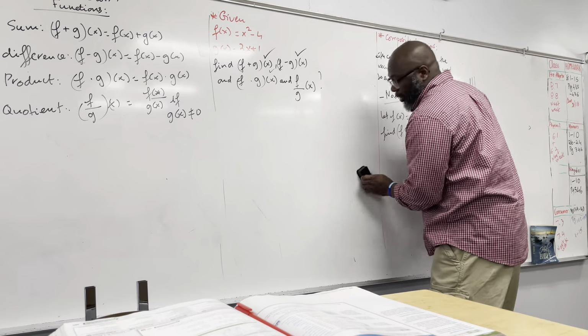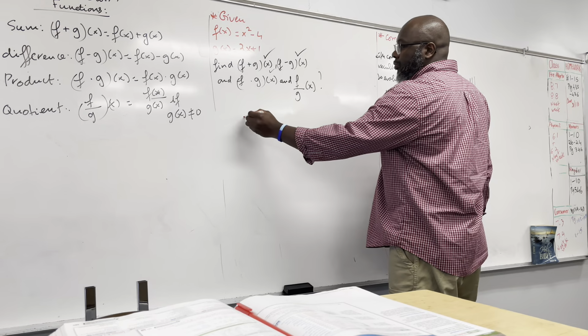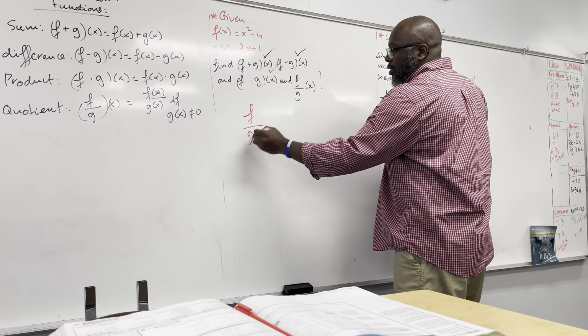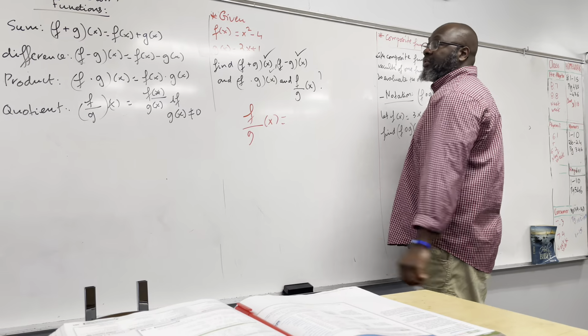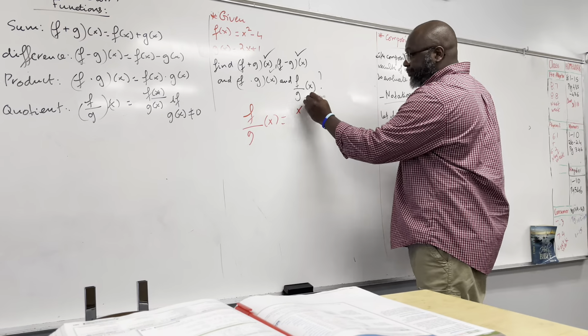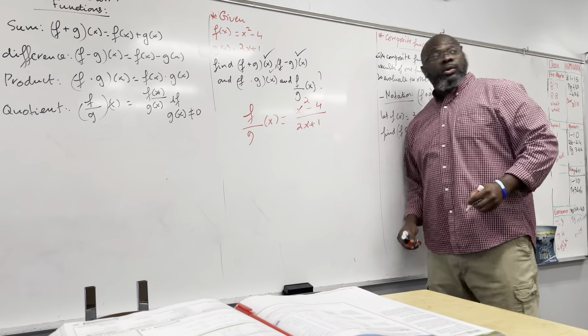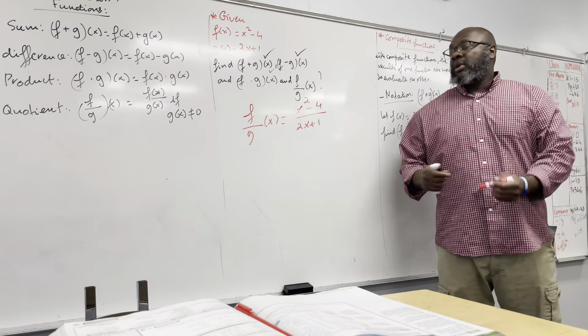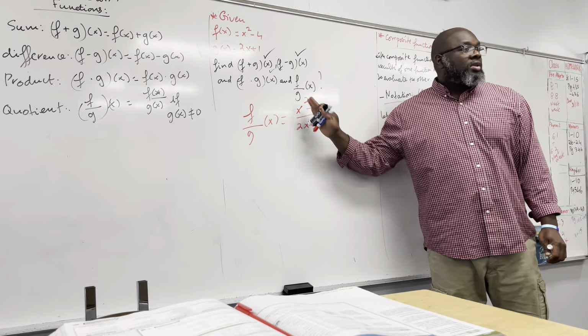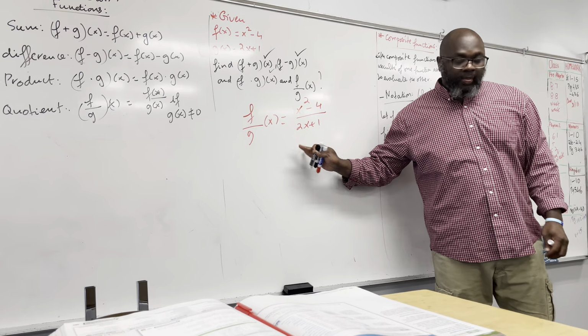All right, so let me show you something here. So f of g of x, you get this, that this is equal to x squared minus 4 over 2x plus 1. You agree to this, right? But now here's the thing. You could stop here, but the problem is this.